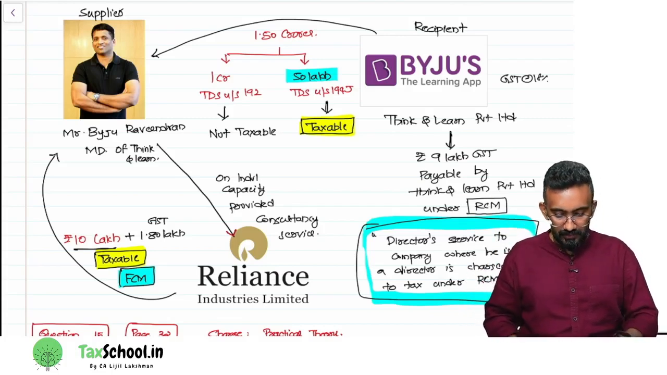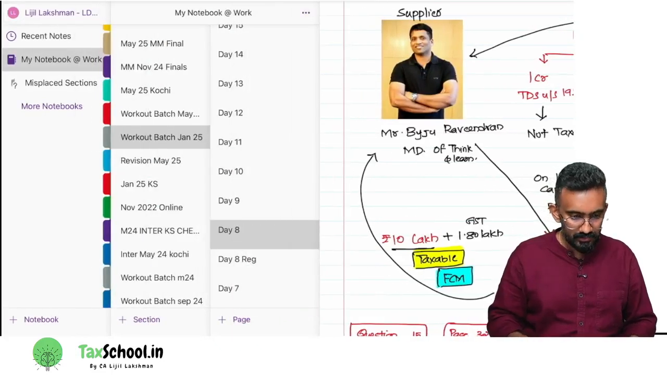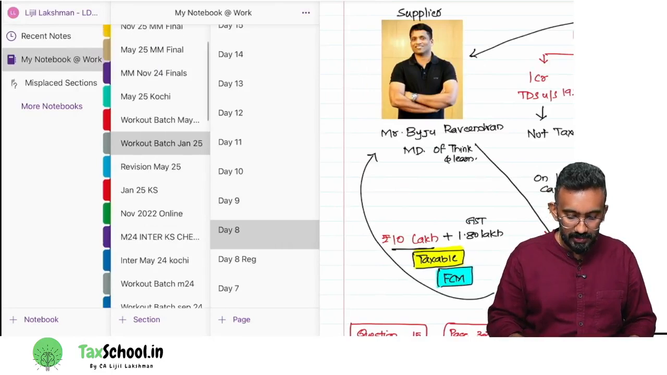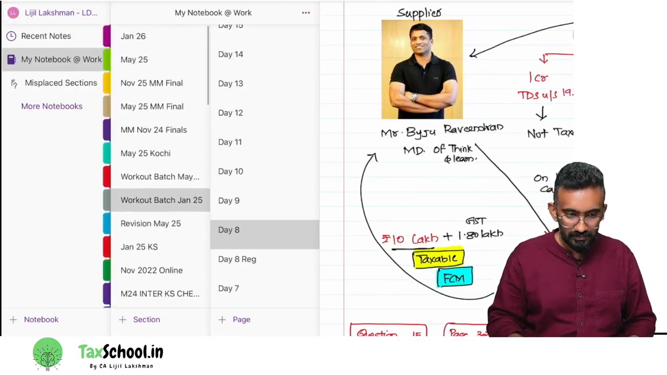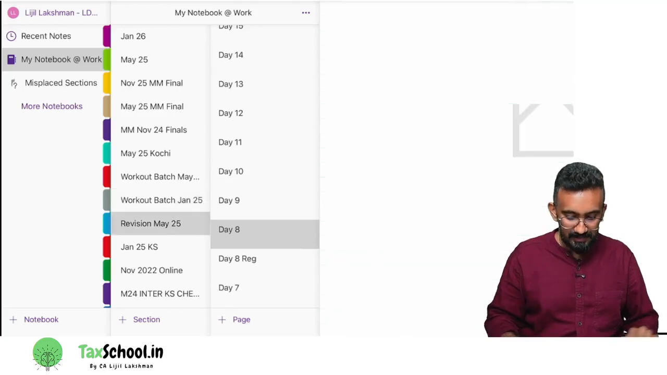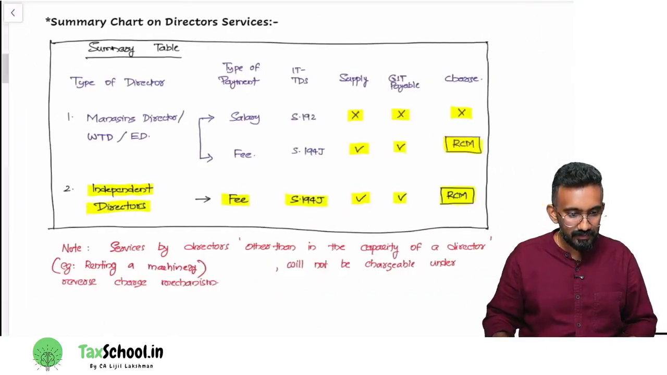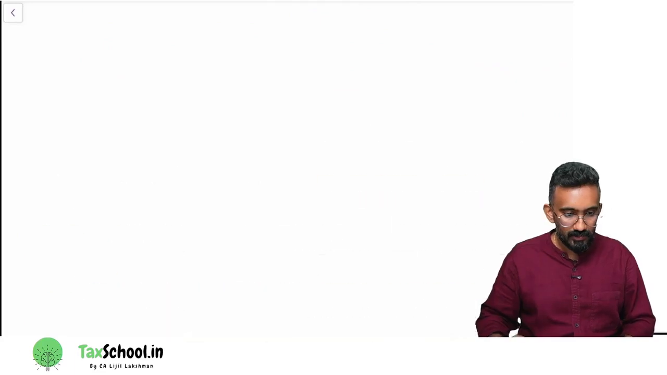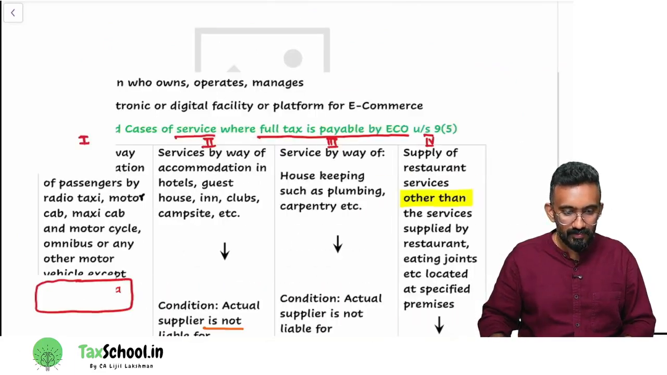Is it clear, all of you? If it's clear, can I have a quick yes or a thumbs up? Is it clear? Can I go to the next RCM case? Okay.